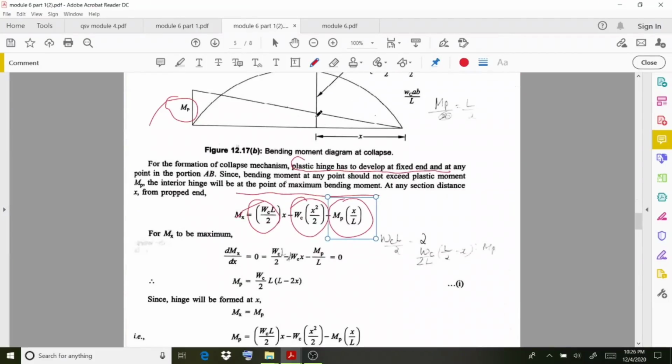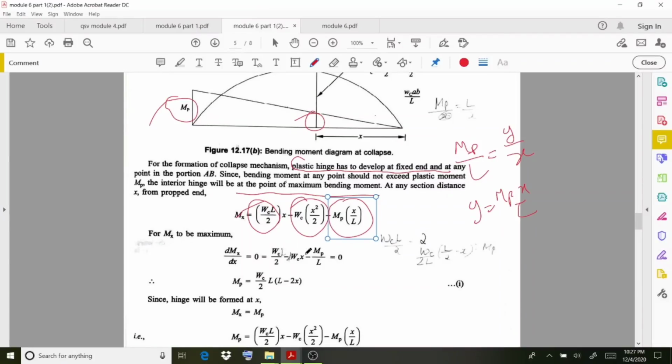Actually that represents this value. If you take these similar triangles, then you will get these values, that is MP by L equal to, as we already determined in the previous case, this value. Let us take that value as y, then y by x. So y equals MP x by L. That is written here.